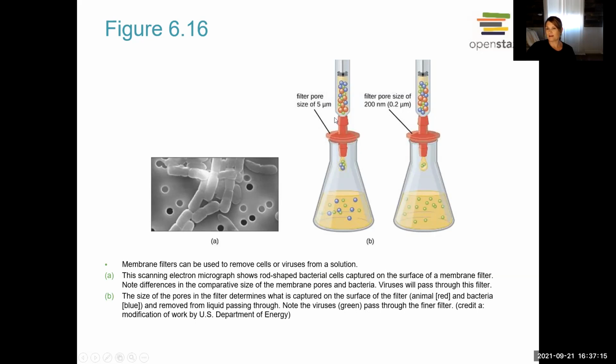Okay, so let's go back. Here you have a 5 micrometer pore size, so viruses and bacteria can get through. If you shrink that to 0.2 micrometers, now you've stopped bacteria and the animal cells from getting through, but you still let the viruses get through. So you still have to make that even smaller. It's hard to make filters small enough so that viruses don't get through.